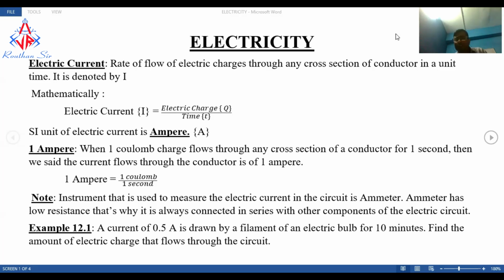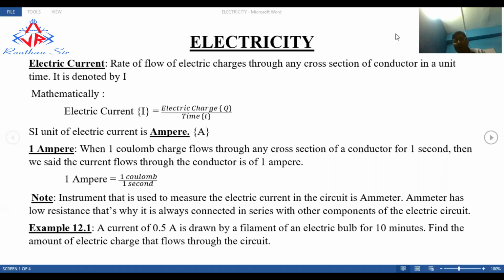When we talk about electric current, the rate of flow of electric charges through any cross section of a conductor in a unit time is termed as electric current. It is denoted by I. Mathematically, electric current is equal to electric charge upon time.